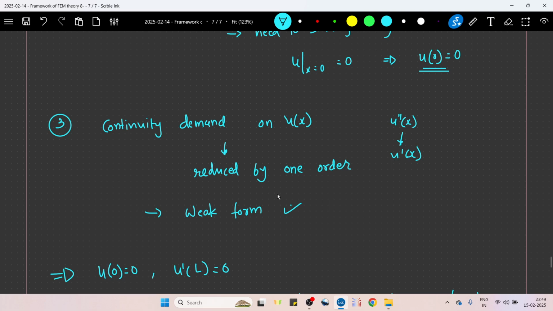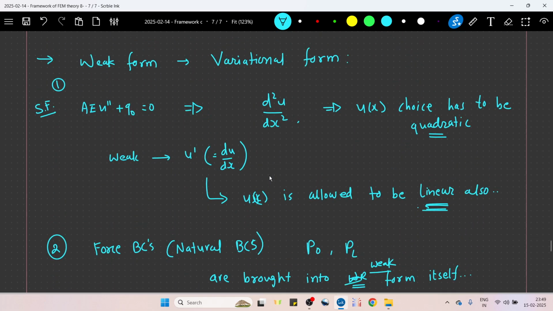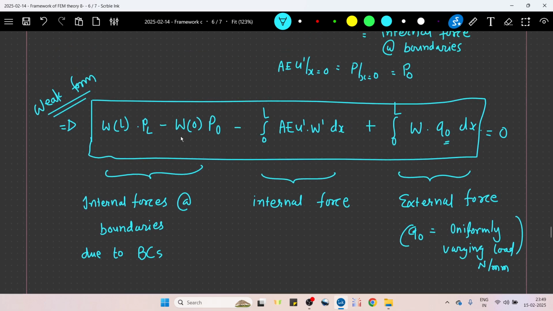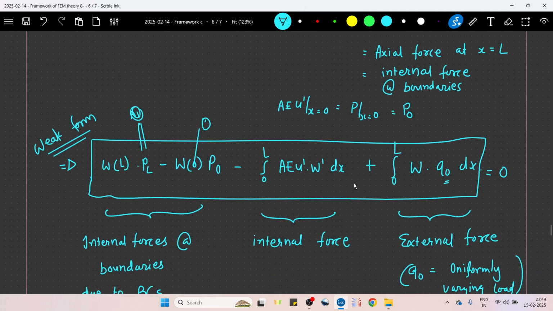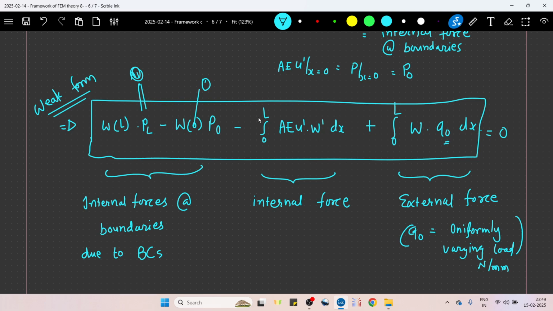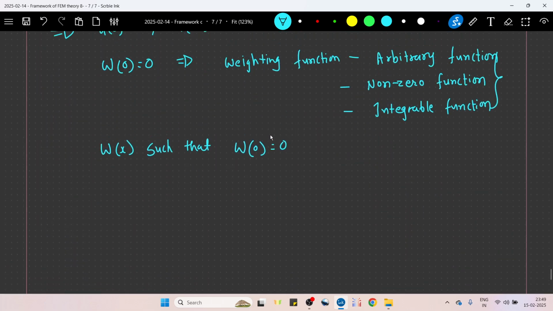When we put w of 0 equal to 0, this term will become 0. This P L, as you know, is already there, a u dash at x equal to 0, and this is our boundary condition, u dash of L equal to 0, so this is also 0. So this is further simplified, and only these two terms are available now.